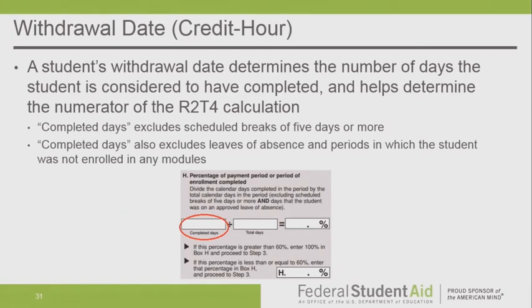All right, the last thing that I'm going to talk about is our withdrawal dates for credit hour programs. I'm just going to touch on this and let Rick finish up this discussion. But a student's withdrawal date determines the number of days that the student is considered to have completed, and it helps determine the numerator of the RT4 calculation in a credit hour program. And similarly to what we've just discussed, completed days excludes scheduled breaks of 5 days or more. Completed days also excludes leaves of absence and periods in which the student was not enrolled in any modules.